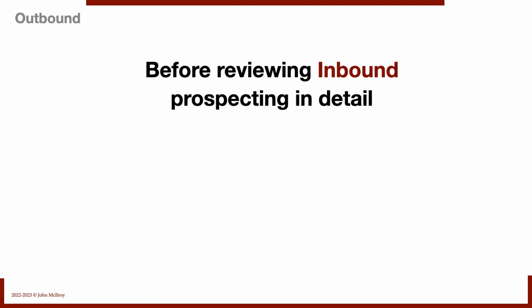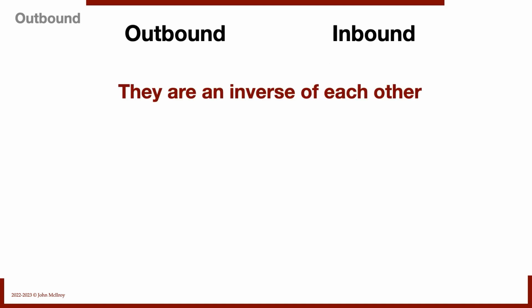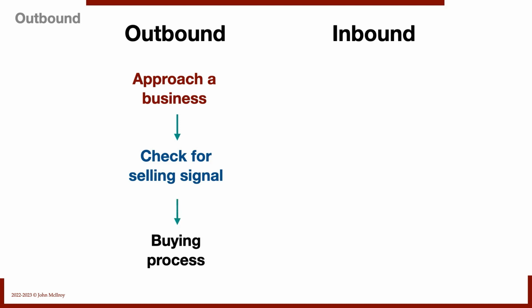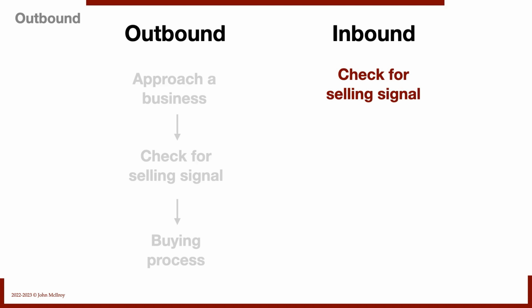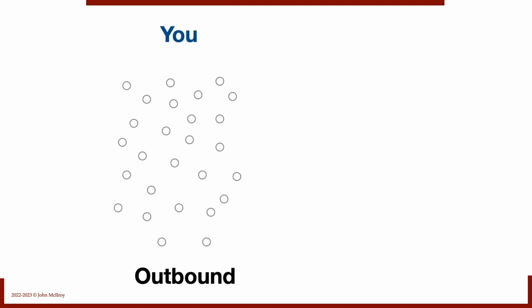Before reviewing inbound prospecting in detail, I want to compare the two, outbound and inbound. They are, in a way, an inverse of each other. What do I mean? With outbound prospecting, you approach a business, you check for a selling signal. Is the business really for sale? If it is, we start the business buying process. Inbound, we're first checking for the selling signal to see if the business is for sale. If it is, then we approach the business and start the business buying process. That's what I mean by being the inverse of each other. If you're doing outbound prospecting, you are just going through your list. You're checking target businesses, looking for a selling signal.